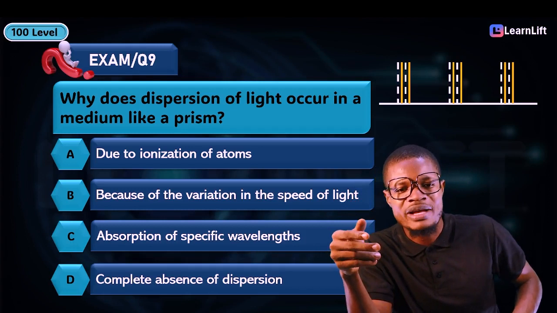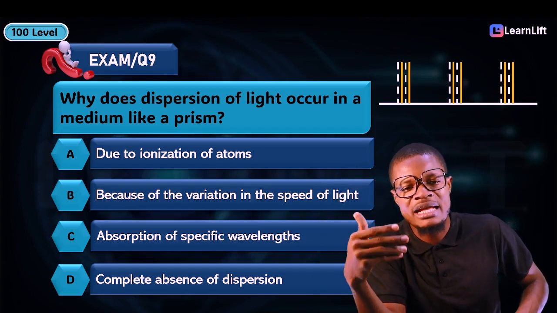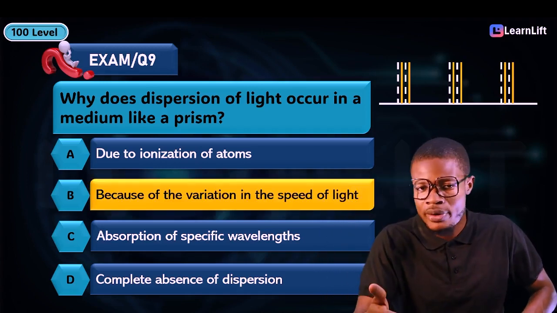Is it due to ionization of atoms? Is it because of the variation in the speed of light? Is it due to the absorption of specific wavelengths? Of course, it is the variation in the speed of light. And that is option B, the correct answer. Are you seeing it now?